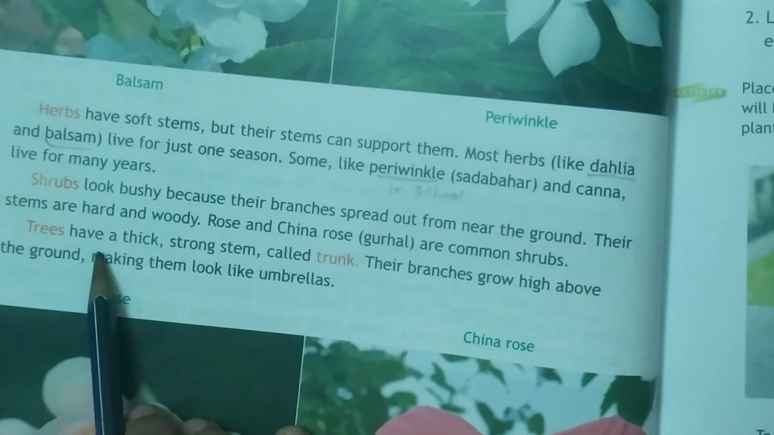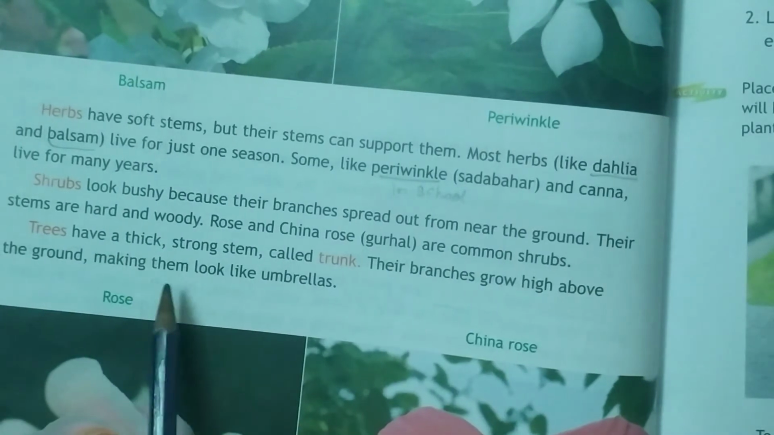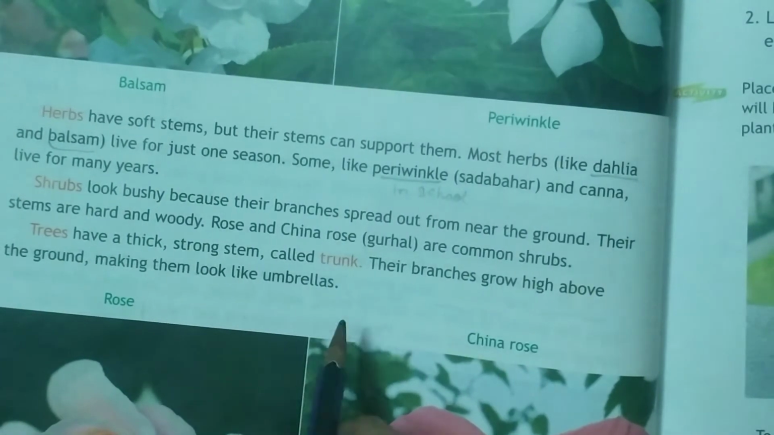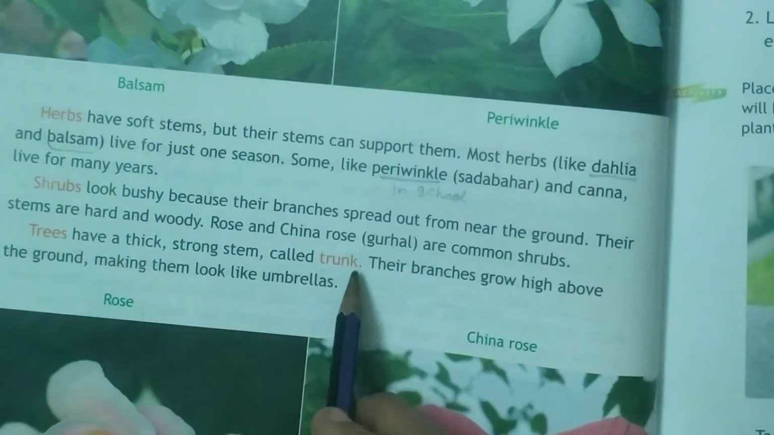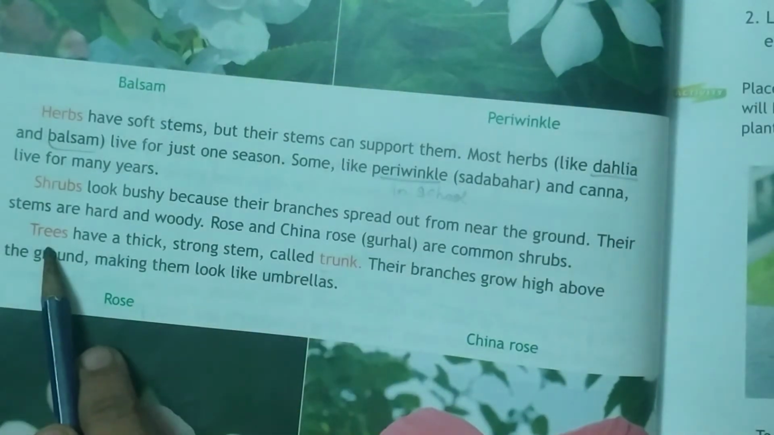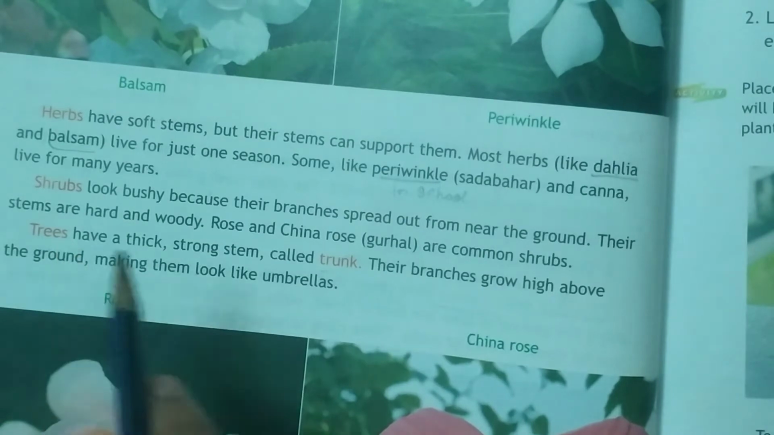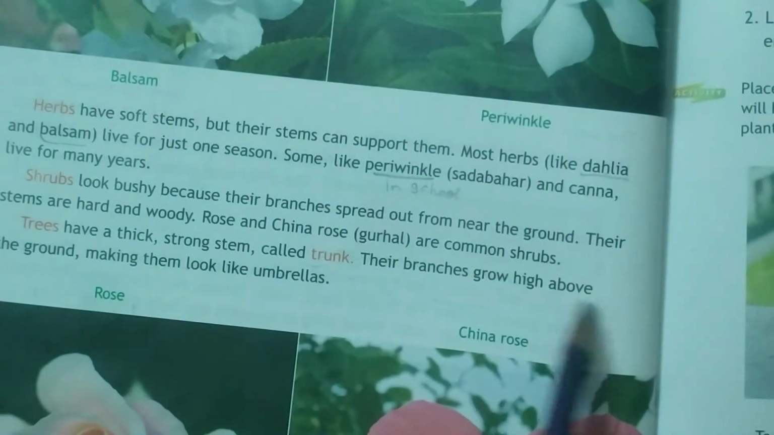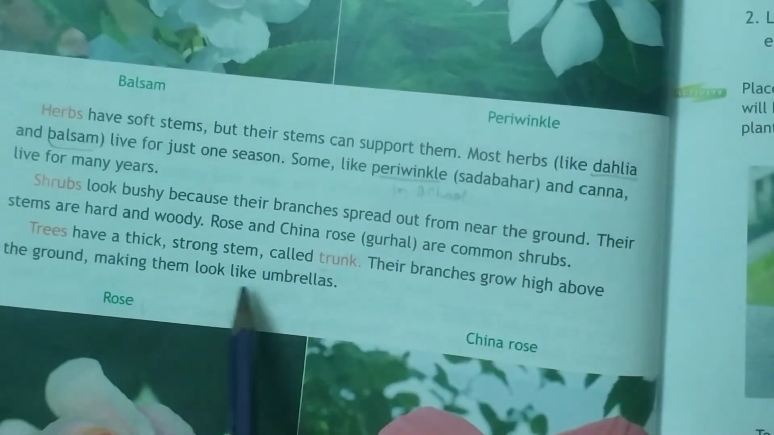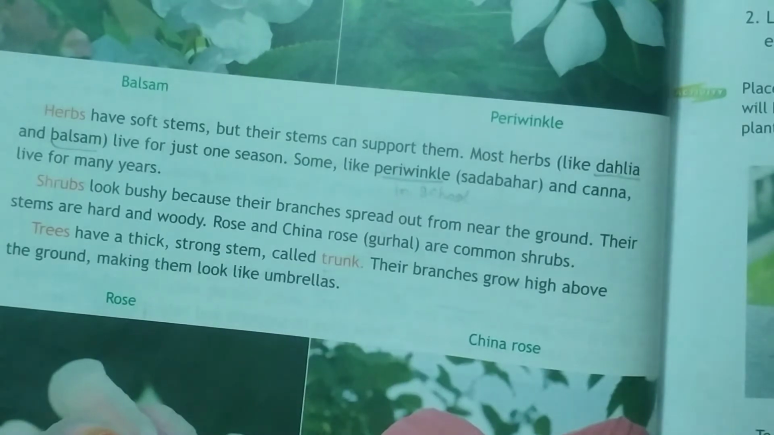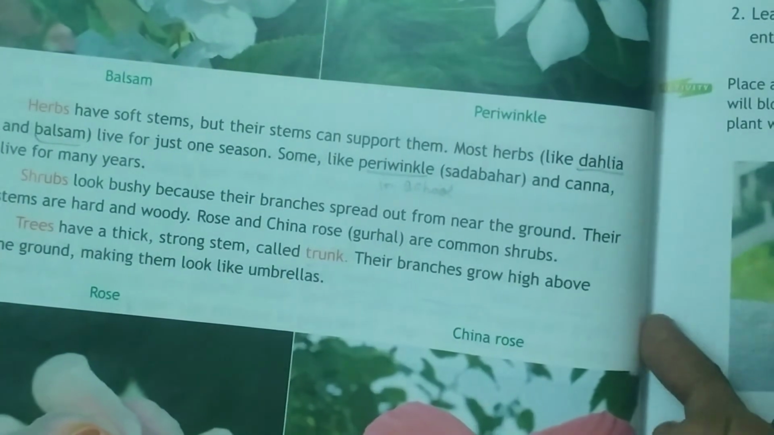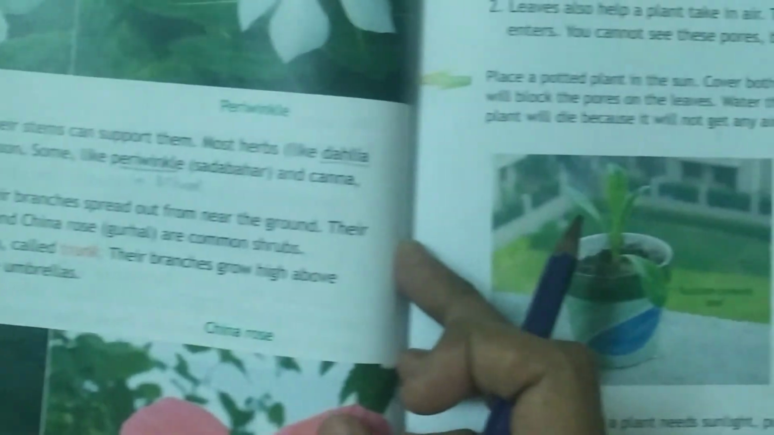Trees, what about trees? Trees have a thick stem and a strong stem. And what is it called? It's called trunk. Okay, the stem of trees is called trunk, and the branches grow high and above, making them look like an umbrella. Okay, trees you have already seen, so there's no need for a description about this.